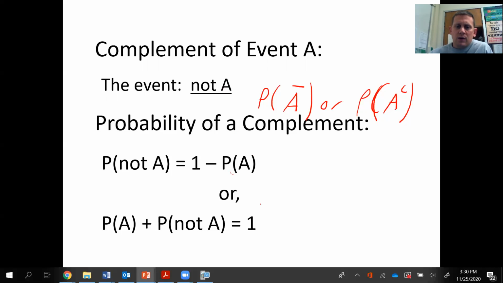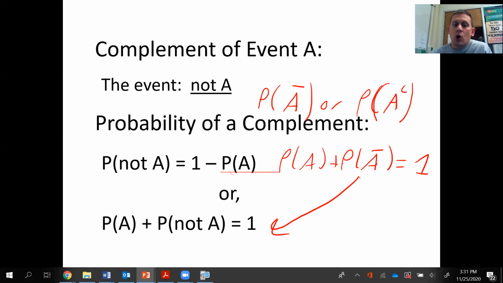So these two have to add to 1. So the probability of A plus the probability of not A has to equal 1. And that's what this says down here. But we write it out all in symbols. They're putting the word not in there. I don't even want to write the word not over and over again. I'll just put a bar above it or write a C.